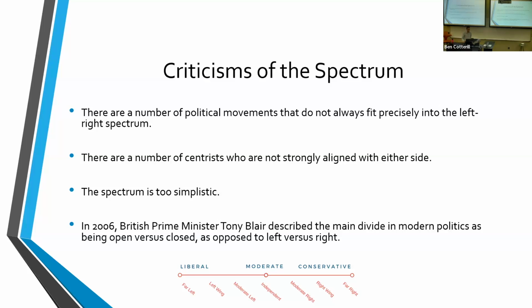So for example, in 2006, Tony Blair, Prime Minister at the time of the UK, said that open versus closed was now the most prominent debate in politics and the one that most decided which party one would vote for, rather than the classic issues on the right-left spectrum. And this would certainly help make sense of some political figures who, on this spectrum, would be really on the same side, but have very different views on the open versus closed debate.